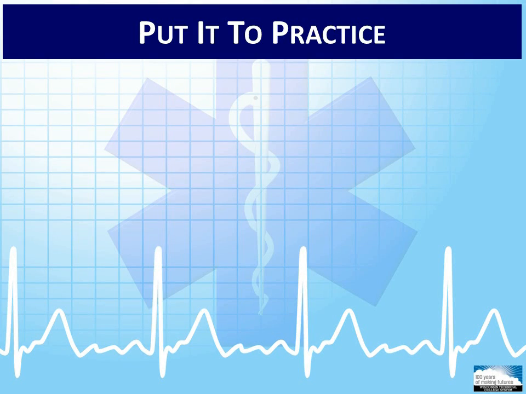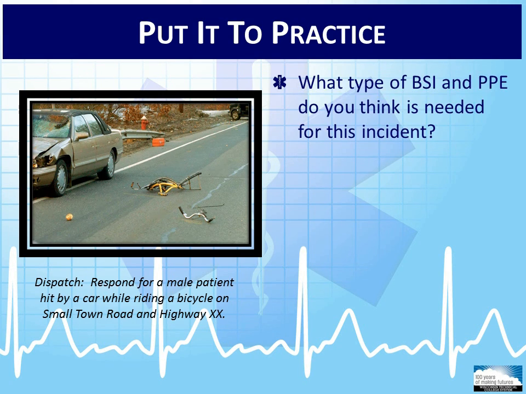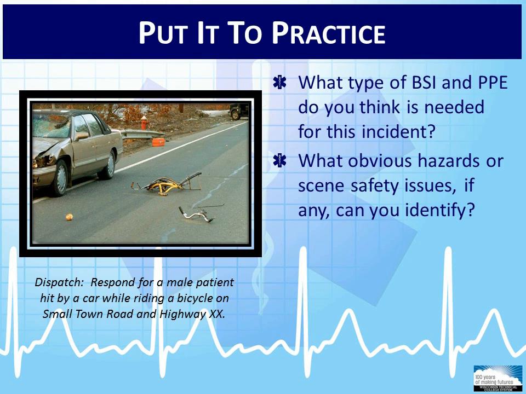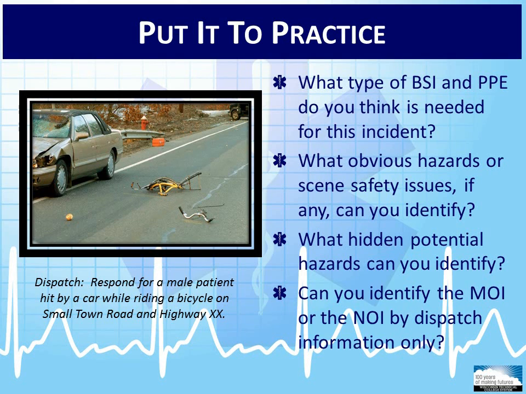How about this scenario? You are being dispatched to a busy highway for a 20-year-old male patient hit by a car while riding his bicycle. What type of PPE or BSI do you think is needed for this incident? What obvious hazards or scene safety issues, if any, can you identify? What hidden potential hazards can you identify? Can you identify the MOI or NOI by dispatch information solely?